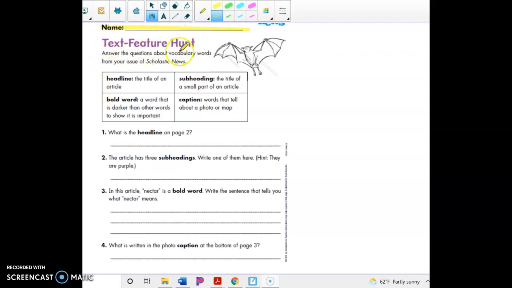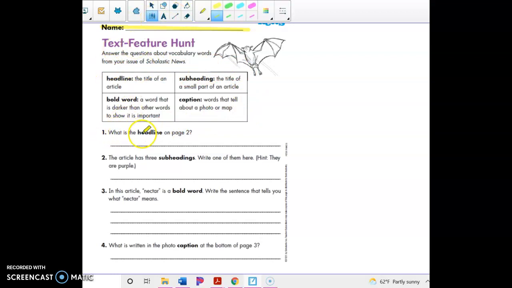We're going to answer questions about vocabulary words from our Scholastic News. Here are our vocabulary words. Okay? We have a headline, which is the title of an article. A bold word, a word that is darker than other words to show that it's important. A subheading, the title of a small part of an article. And a caption, a word that tells about a photo or map. So we're going to use that knowledge to help us answer these questions.